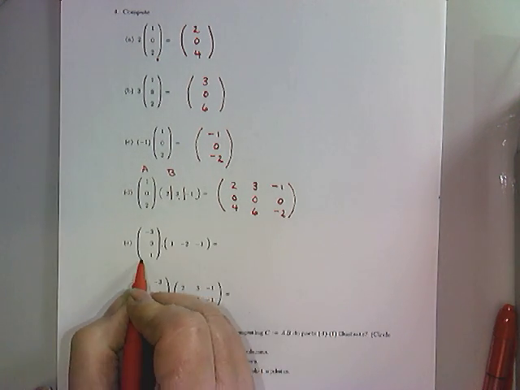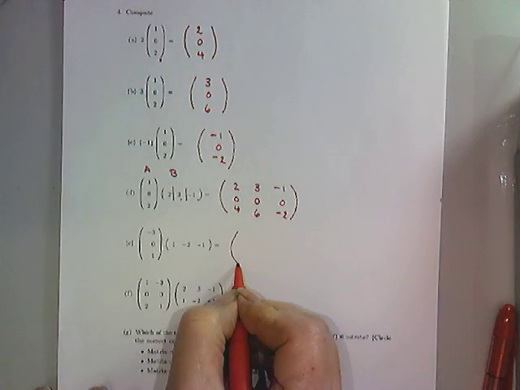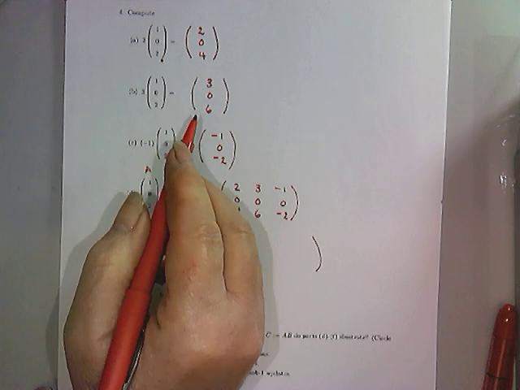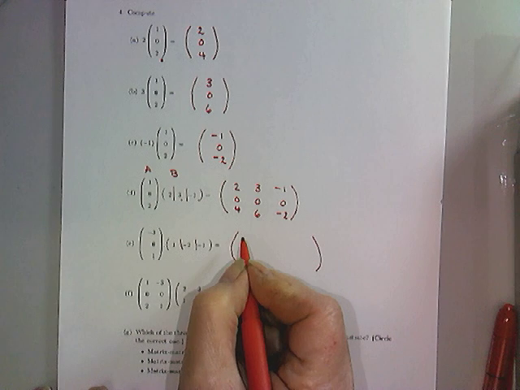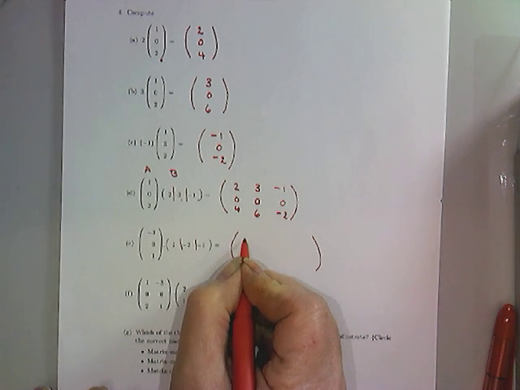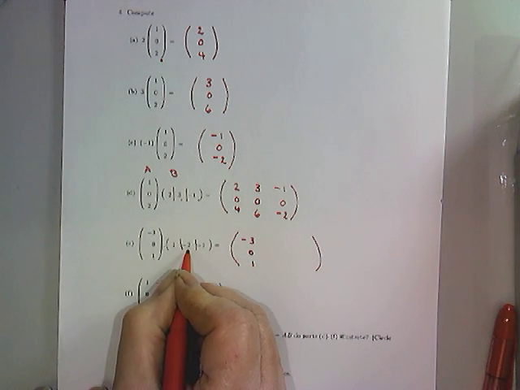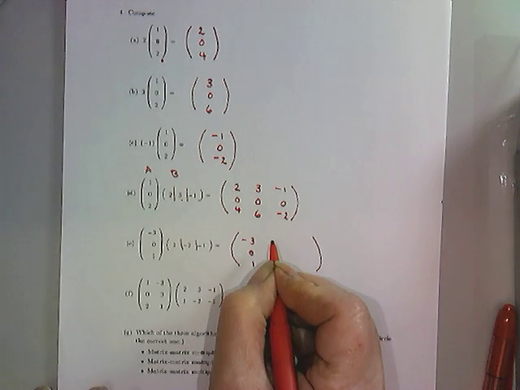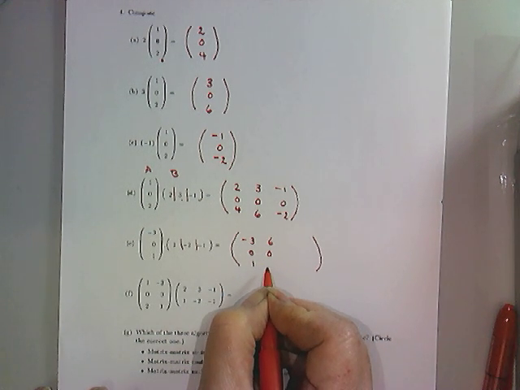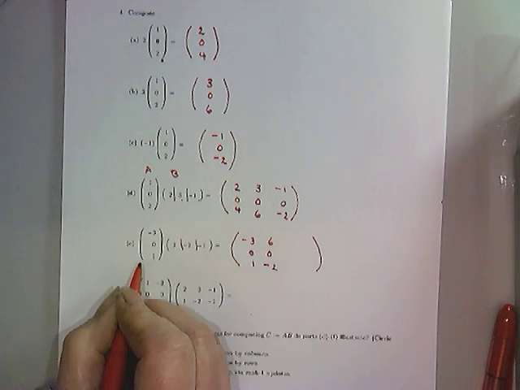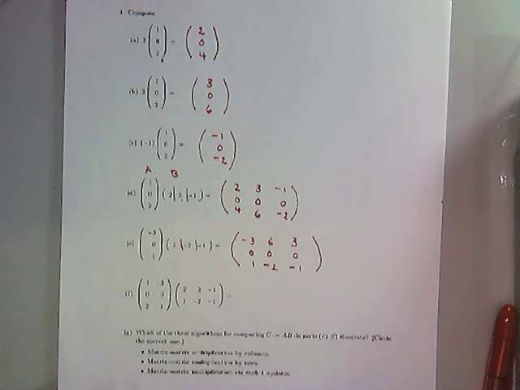Now with that in mind, in part E, I want to again do an outer product, and I'm going to perform it in the same way. The first column is going to be 1 times this vector, which will be -3, 0, 1. The second column will be -2 times this vector, which is 6, 0, -2. And the last column will be 3, 0, -1.